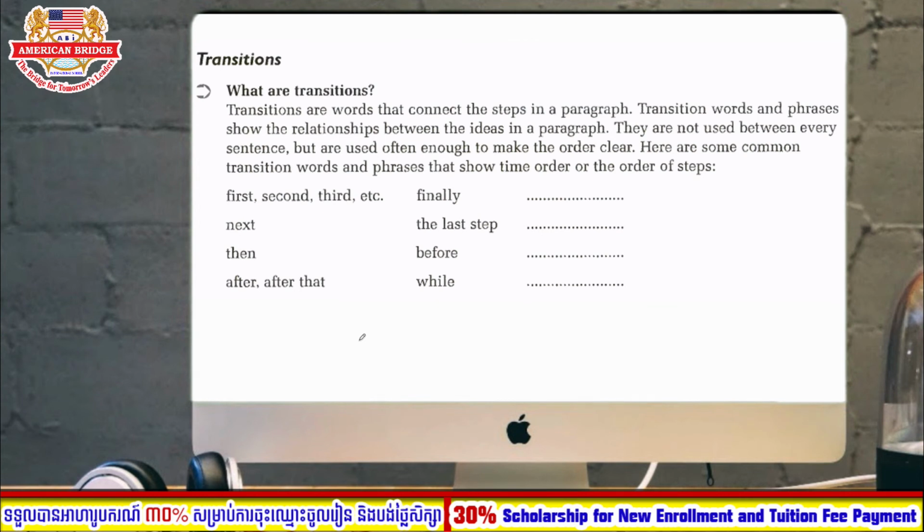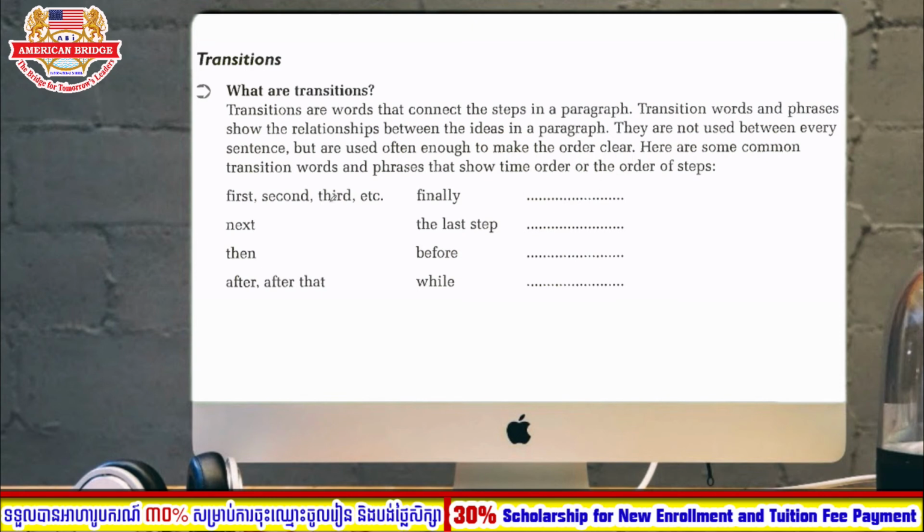The main focus of the process paragraph is the transition, how you move from one step to another step. So we need to use transitions. Transitions are words that connect the steps in a paragraph. Transition words and phrases show the relationships between the ideas in a paragraph. They are not used between every sentence, but are used often enough to make the order clear. Here are some common transition words and phrases that show time order or the order of steps.